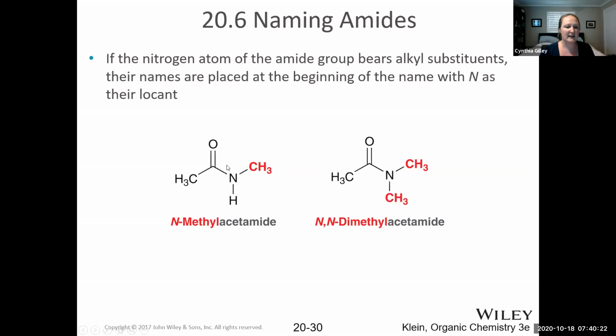And then again, think of how you would name this carboxylic acid. It would be acetic acid, so it becomes acetamide. If there's two substituents and they're the same, we can do N comma N and then di, whatever the group is, in this case, dimethyl.